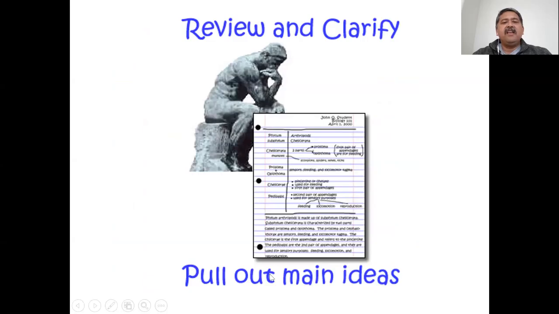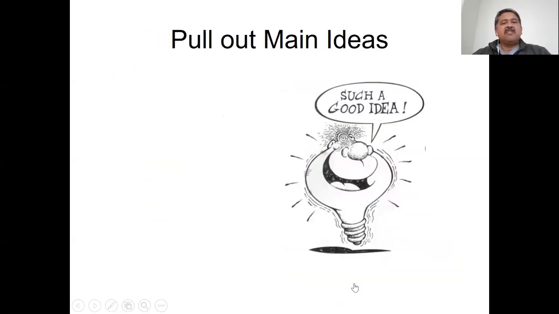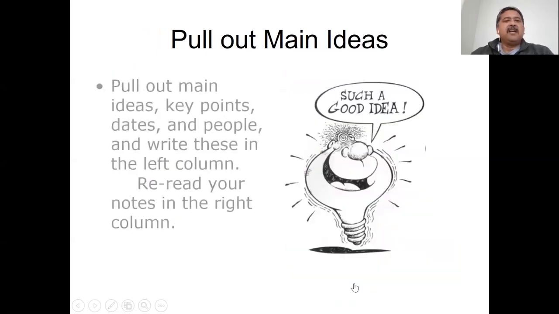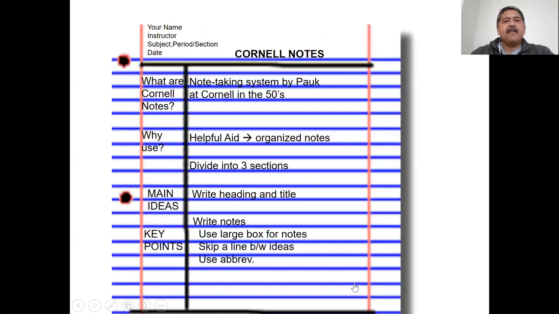Review and clarify and pull out your main ideas as soon as you can, as soon as possible, because you're going to forget what I said. You're going to forget what you read. You're going to forget what you saw. So pull out those main ideas, those key points, those people, those questions, and write those in the left column. That left column we call the Cornell column. So that's how you do it. Right over here, main ideas, key points. Some people even draw pictures in their Cornell column.